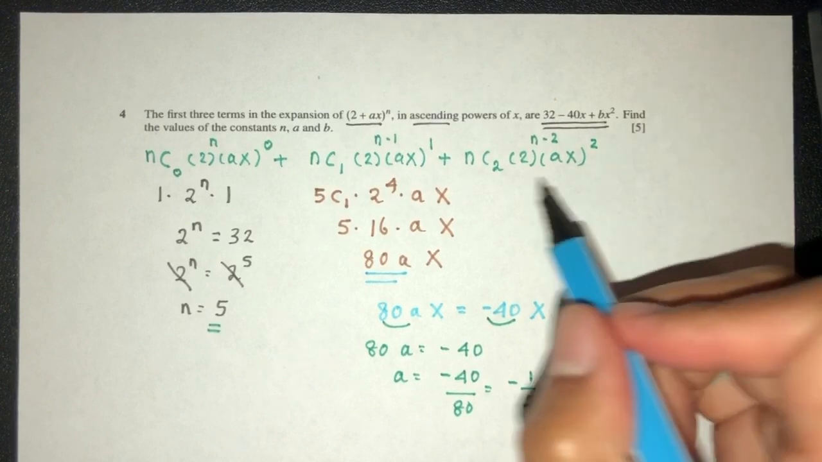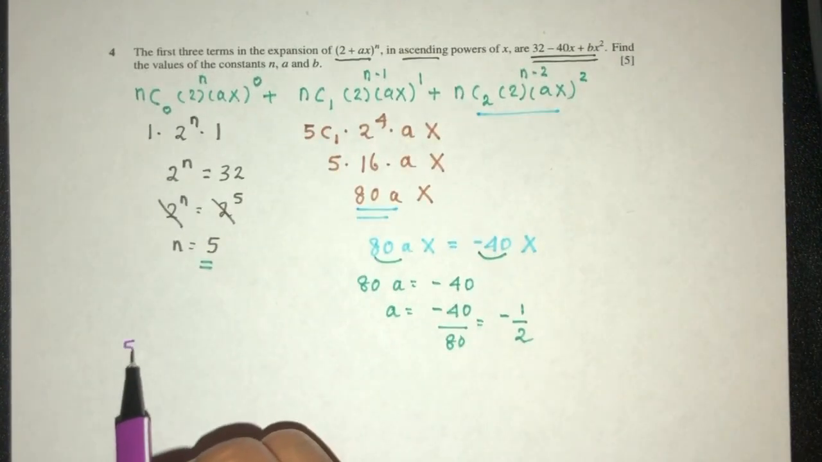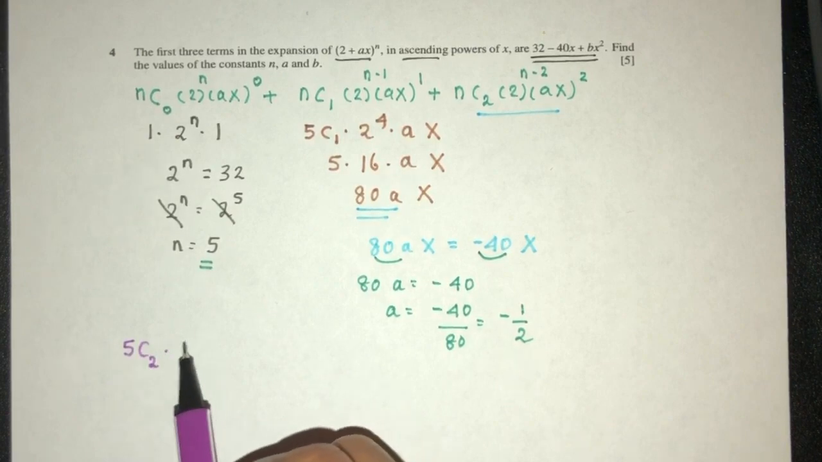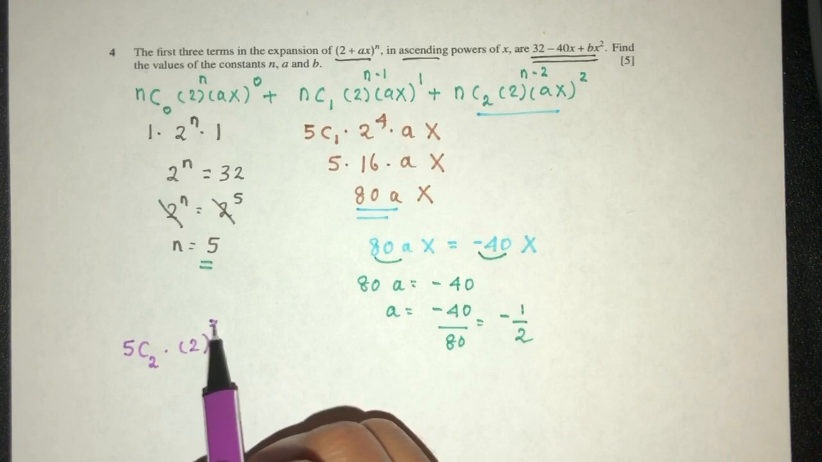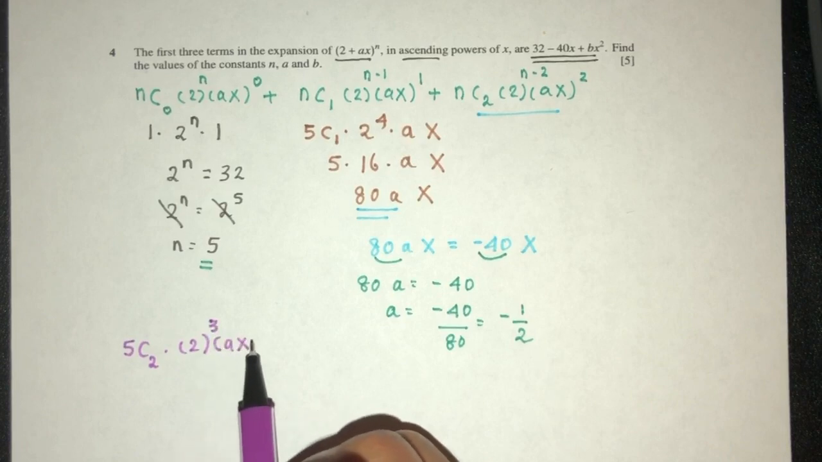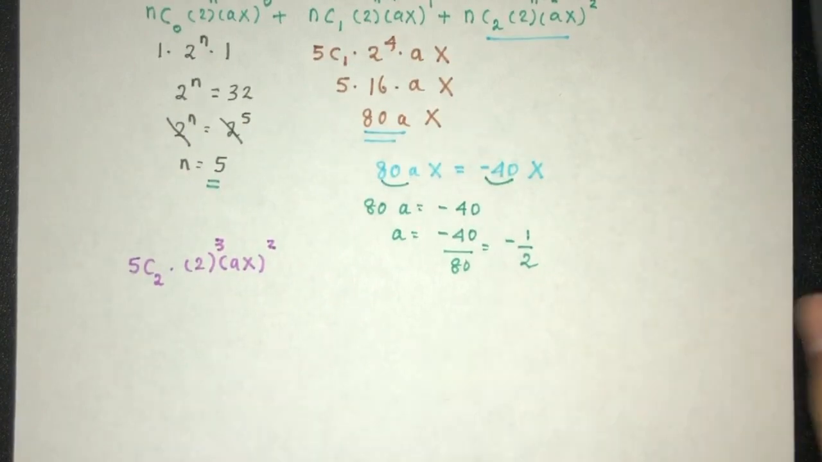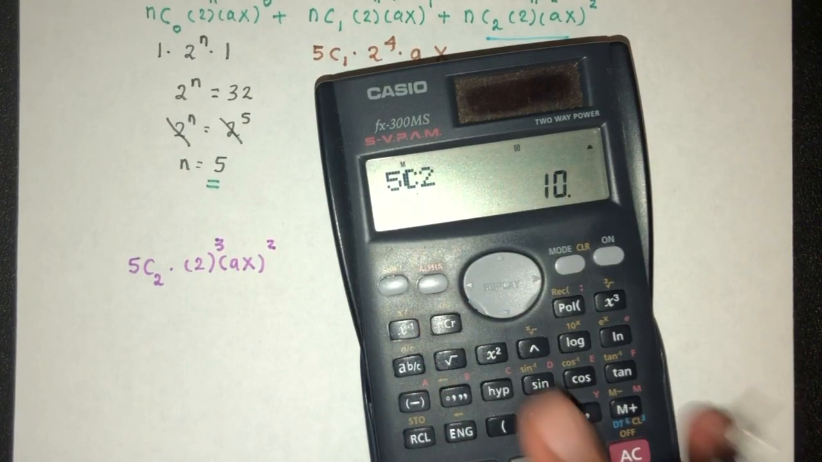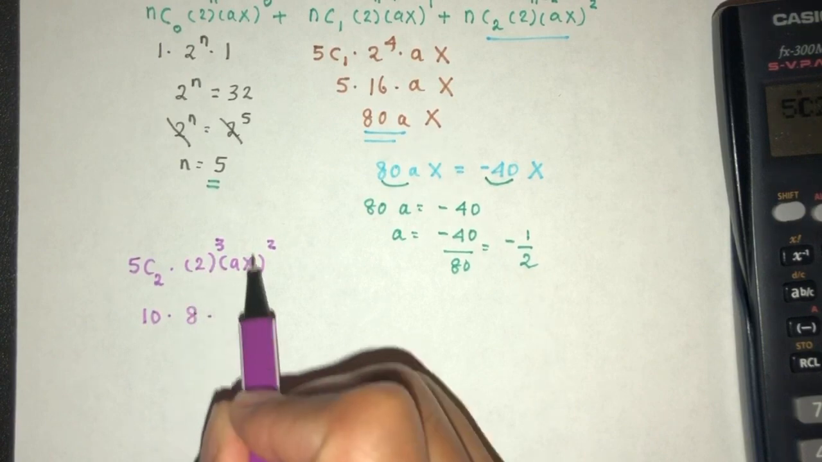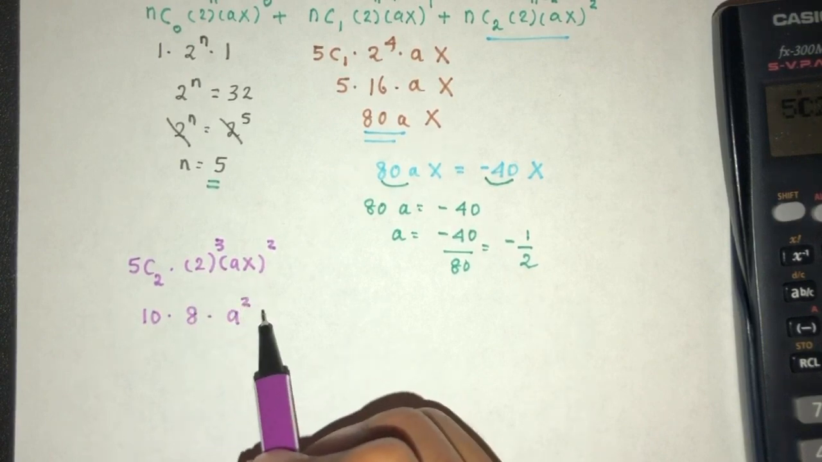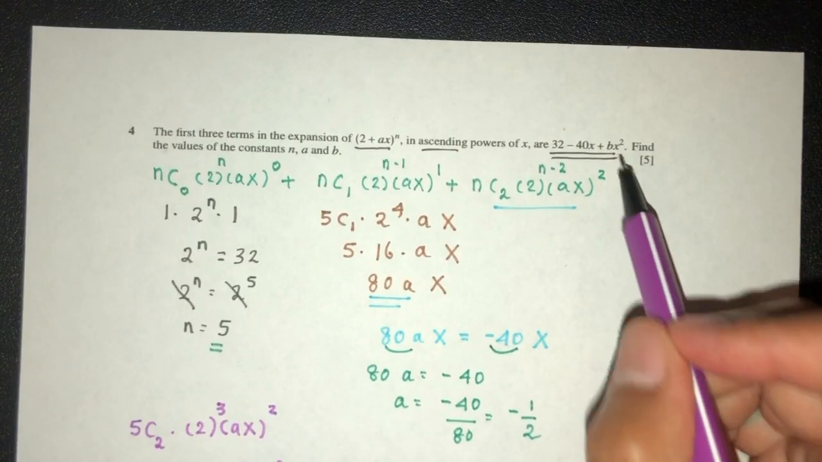Now for the last one, we have to expand this. Now again, n it is 5, choose 2. Here we have 2 power n, which is 5 minus 2, will be 3. Here we have ax, that should be power 2. Now one by one, 5 choose 2 is what? Let's check. That should be 10. So 10, that should be 2 power 3 will be 8. a square, this will be x square. Now we know this is given by bx square.